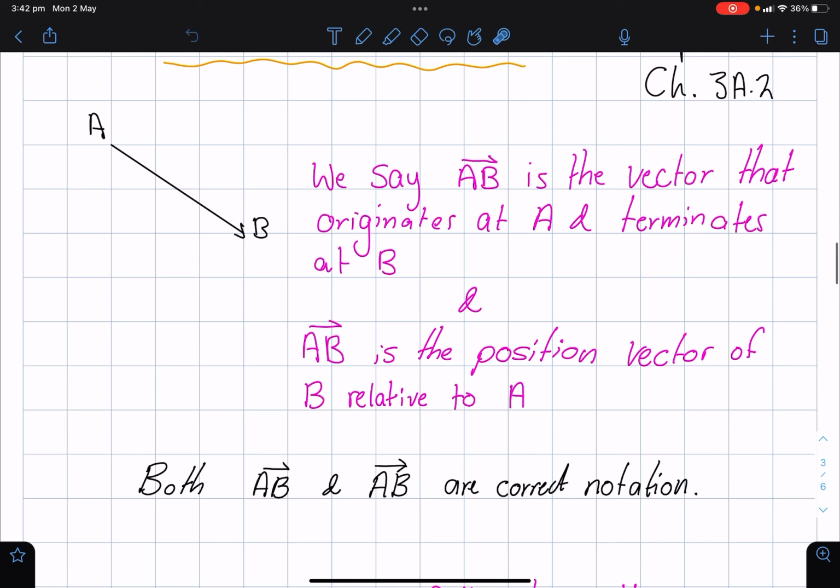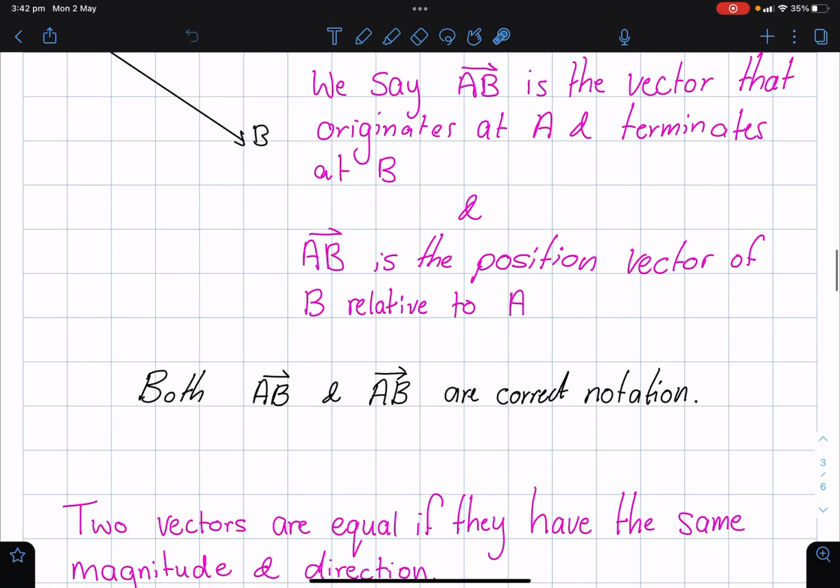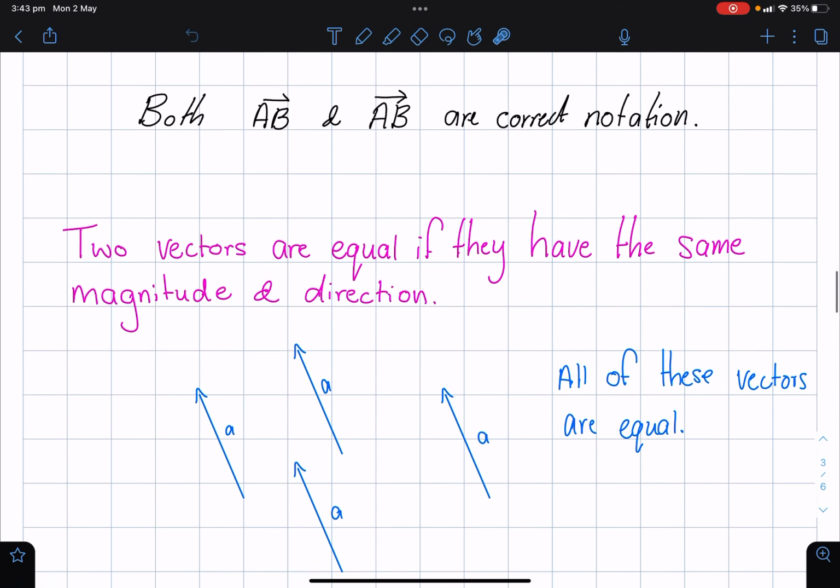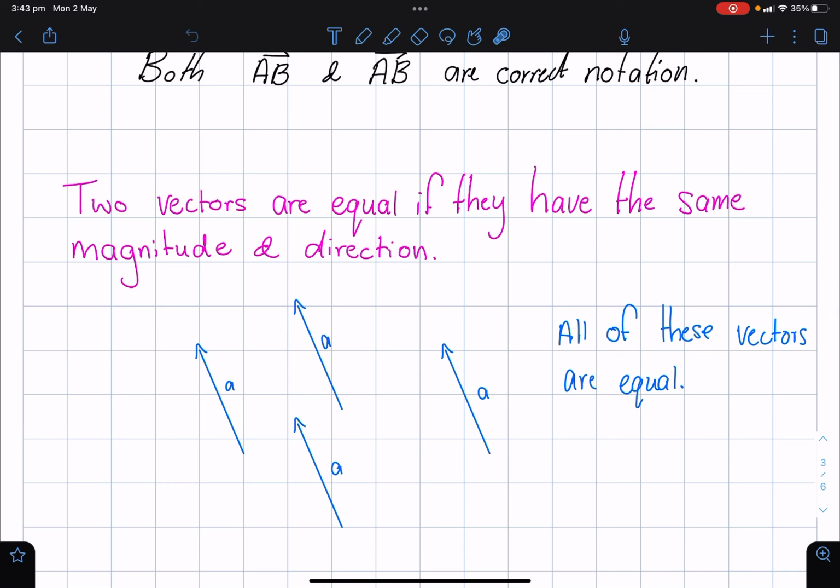Both AB with a little half arrow like this, and AB with a full arrow are correct notation. I tend to use the half arrow. You can use whatever you like. Two vectors are equal if they have the same magnitude and direction, okay? So all of these vectors here are equal. Doesn't matter whereabouts in space they are, as long as they have the same magnitude and the same direction, these vectors are all equal, okay?